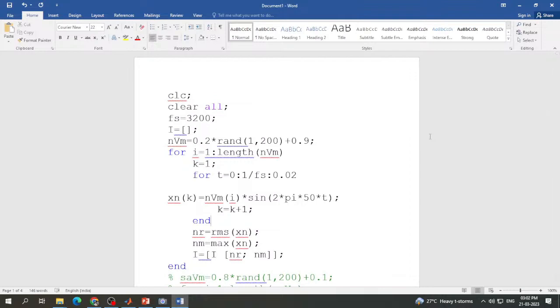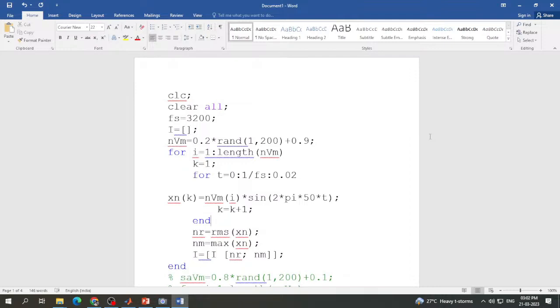So what is the code? Here fs is 3200. It is the sampling frequency. What is the sampling frequency? Whatever signals we are getting are continuous in nature, so for any kind of processing you have to discretize the signal. You can take any sampling frequency more than twice the highest frequency present in that signal. Our signals, whatever we are synthesizing, are all 50 Hz only, but we have taken a somewhat higher one, 3200.